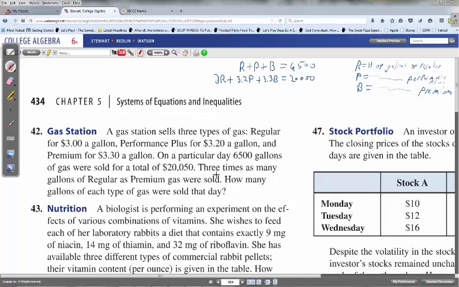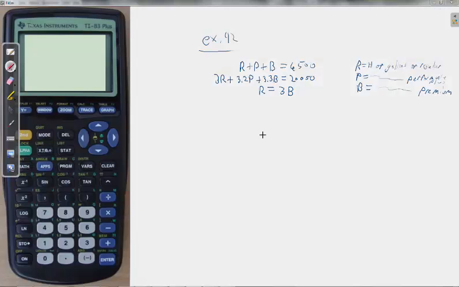And then the last equation is going to come from here. 3 times as many gallons of regular as premium gas were sold. So regular equals 3 times premium, which was B. Alright. From that, we ought to be able to solve.